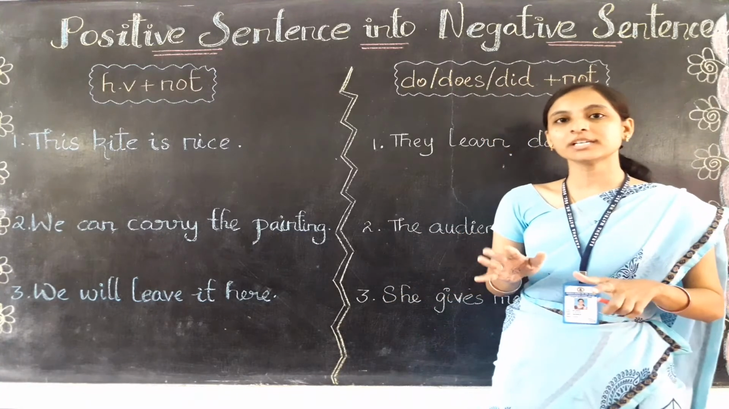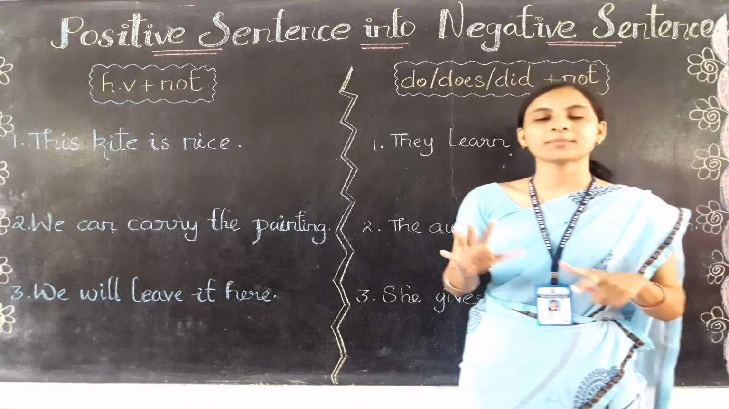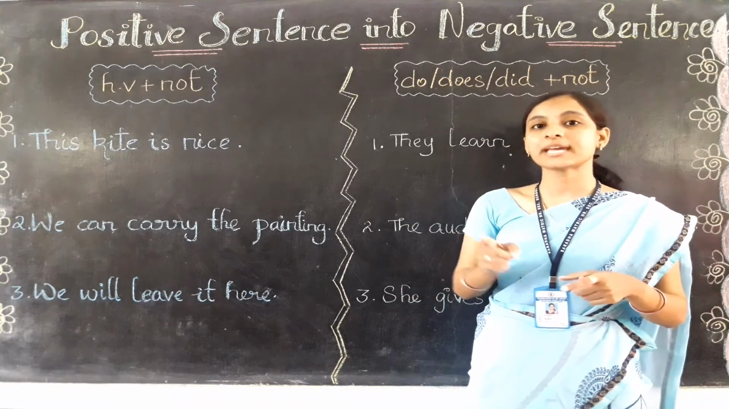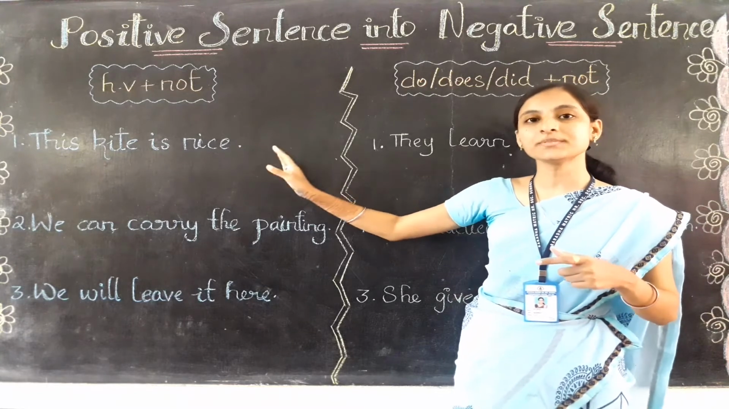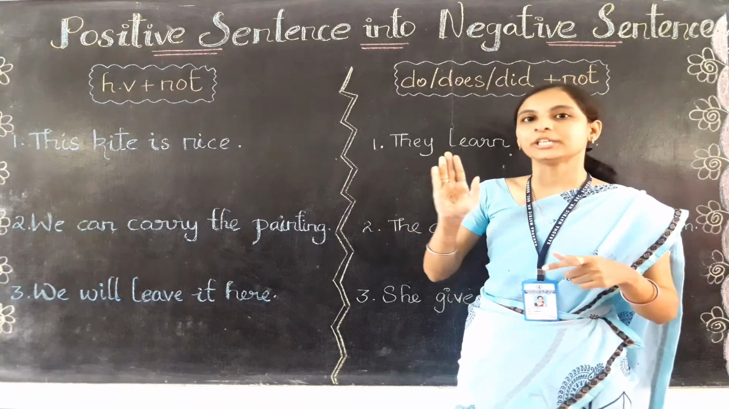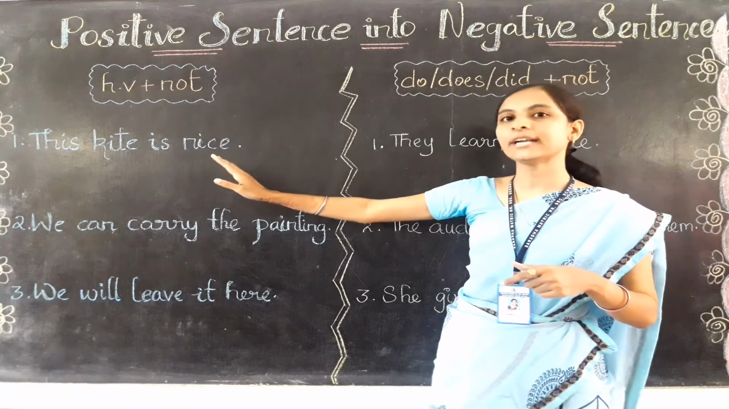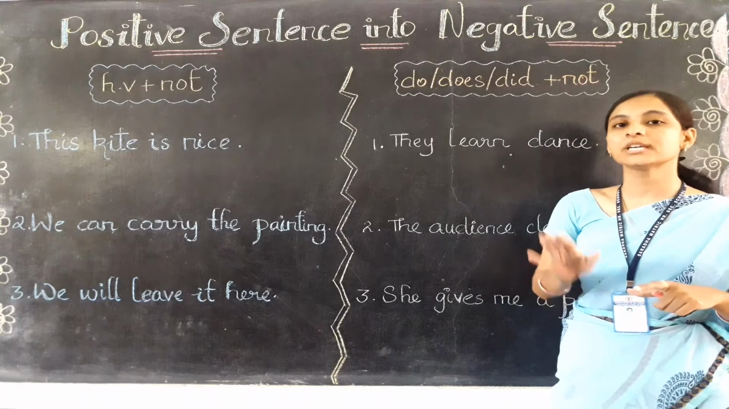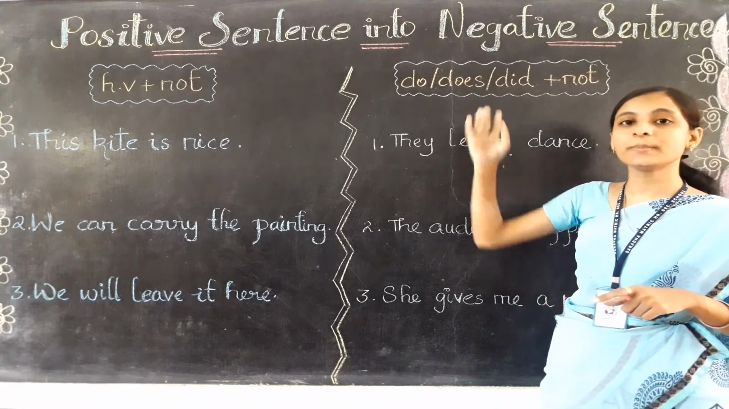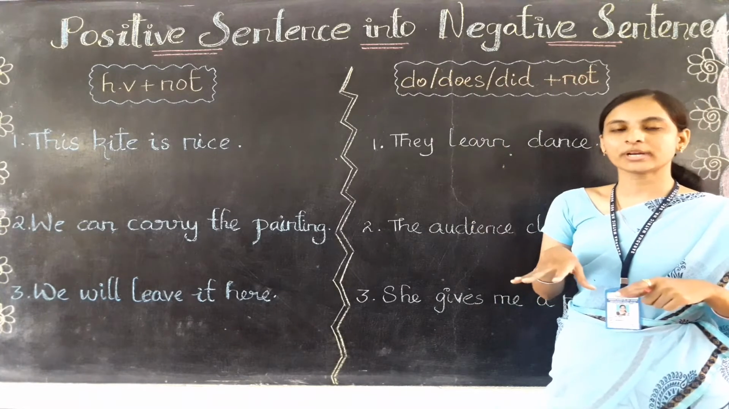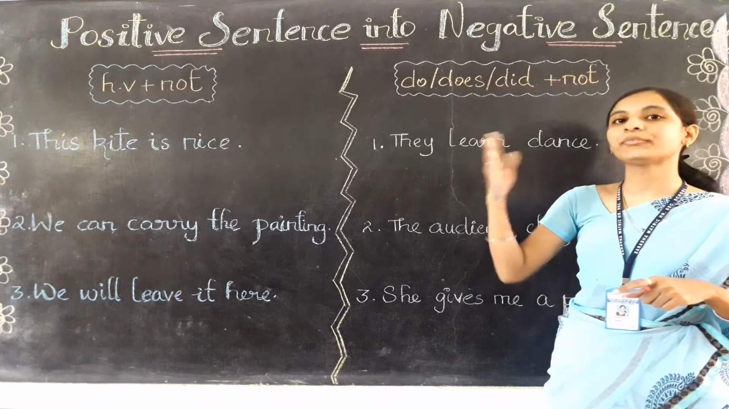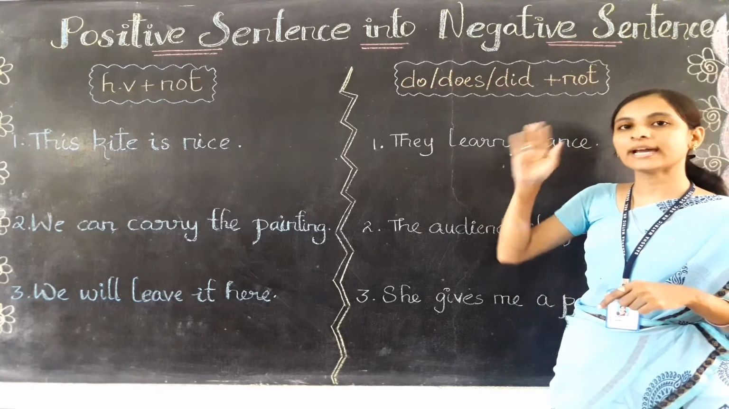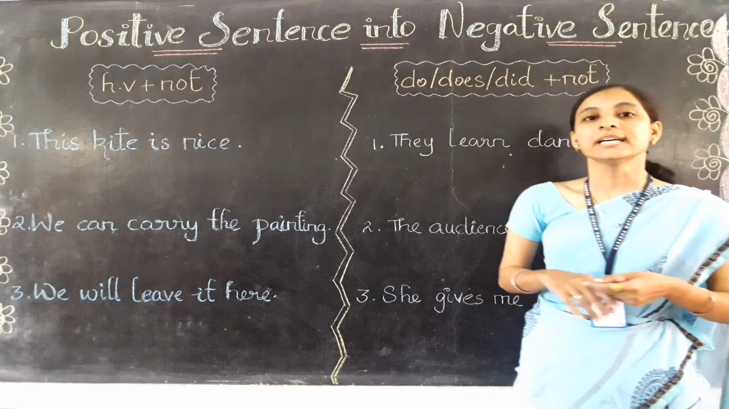Are you clear, children? Whenever you are trying to make a positive sentence into a negative, what will you check first? First you need to check whether the sentence comes with a helping verb or not. If yes, you simply add not after the helping verb. If there is no helping verb, after the subject you need to use a do family verb, then add not, and then the main verb and all other words.